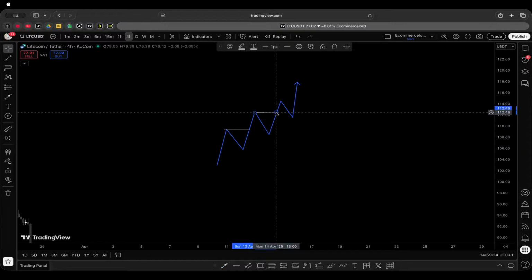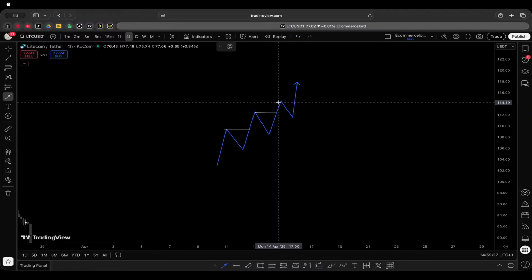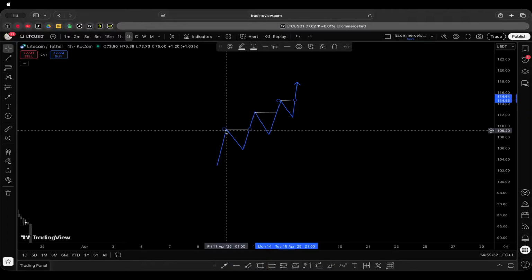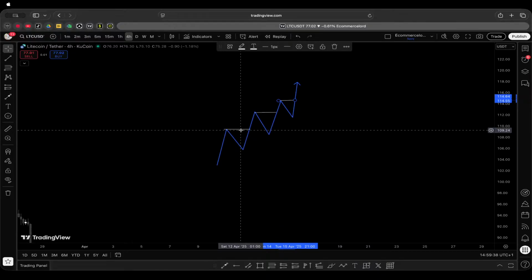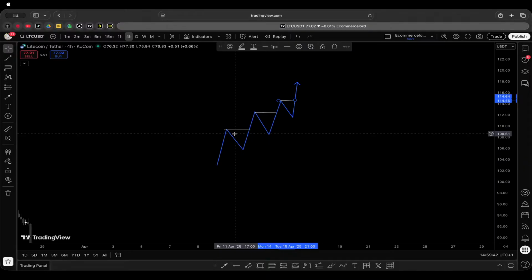In uptrends, price is going to break structures upwards. So breakout structure is basically when price goes from a low and takes out a high. Simply put, that's just a breakout structure.